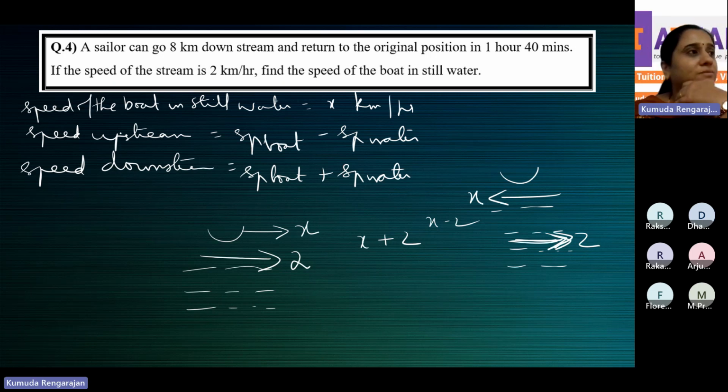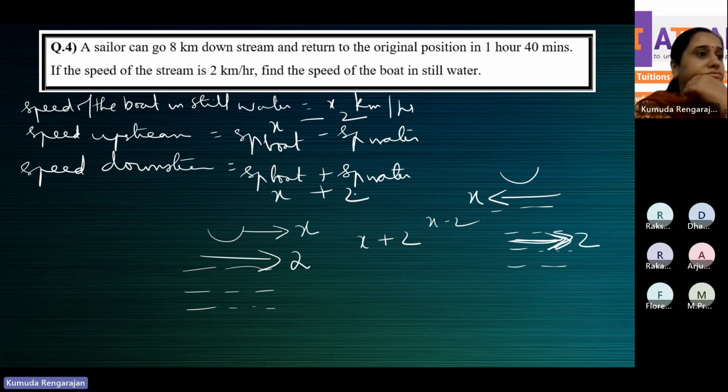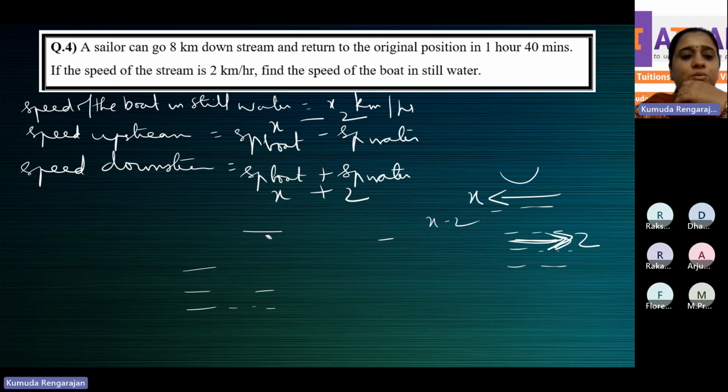So the speed upstream will be the speed of the boat x minus the speed of the water, 2. Speed of the stream means water. Downstream will be x plus 2. That's all. So these are the assumptions. Now what is the equation?